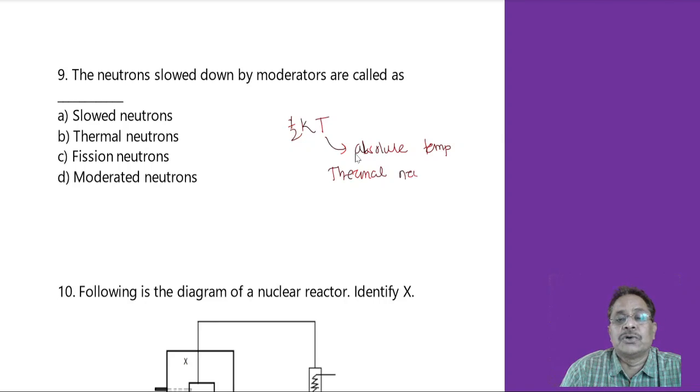These neutrons are useful for carrying out further fission reactions, and thereby a continuous or controlled chain reaction is possible. Therefore slowed down neutrons is not the correct option. These are the thermal neutrons, the neutrons having energy given by the equation 1/2 kT. So B is the correct option for question number 9.